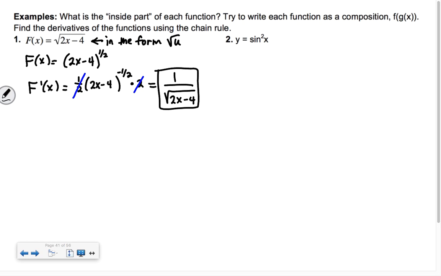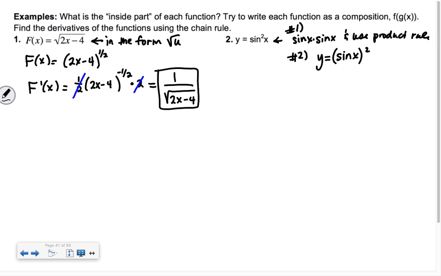So many people are tempted when you see something like number 2, when you see sine squared x. They're like, oh, the derivative is going to be cosine squared x. But that's not what it is. And I think some of you saw that on your homework when we had the chain rule or the product rule. You could think of this as sine of x times sine of x and use the product rule. So that would be one way of doing this. But the second way would be to think of it as y equals sine of x, all of it squared, and then use the chain rule. So we're going to go ahead and use the chain rule.